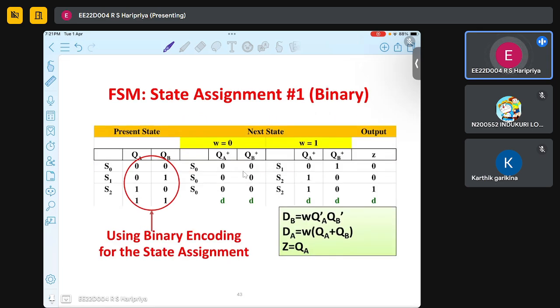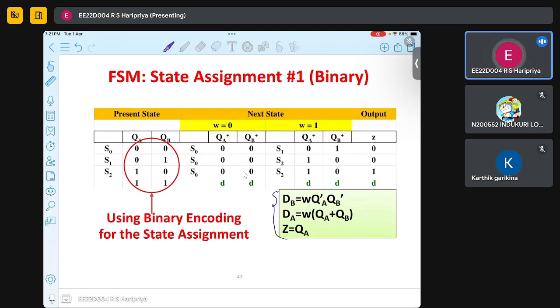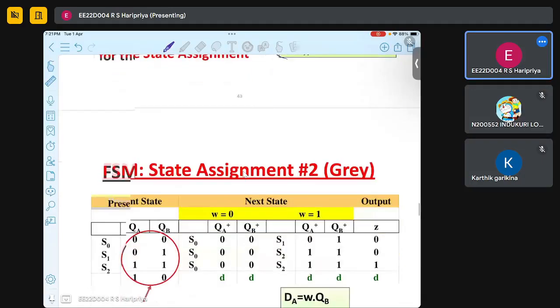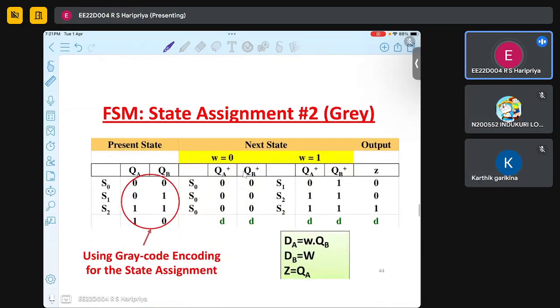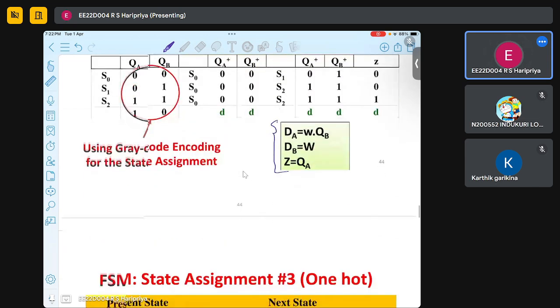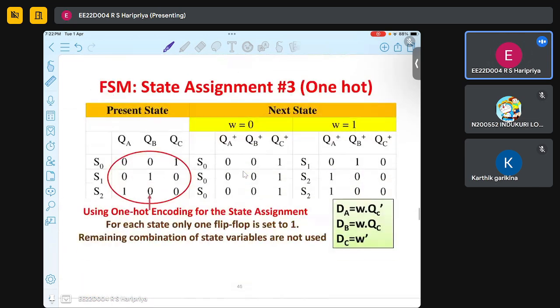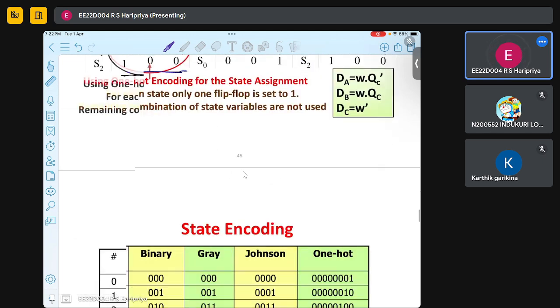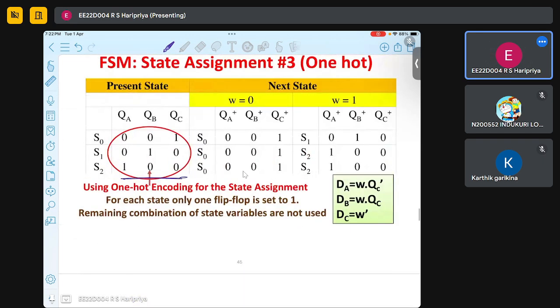If we use binary, so 0, 1, 2, 3, this is the combinational logic we obtain. Whereas if we go for gray code encoding, we can see there is a little reduction in combinational logic. Next, say one-hot coding. So we need 3 bits for 3 states, and at a time, only 1 bit is 1.